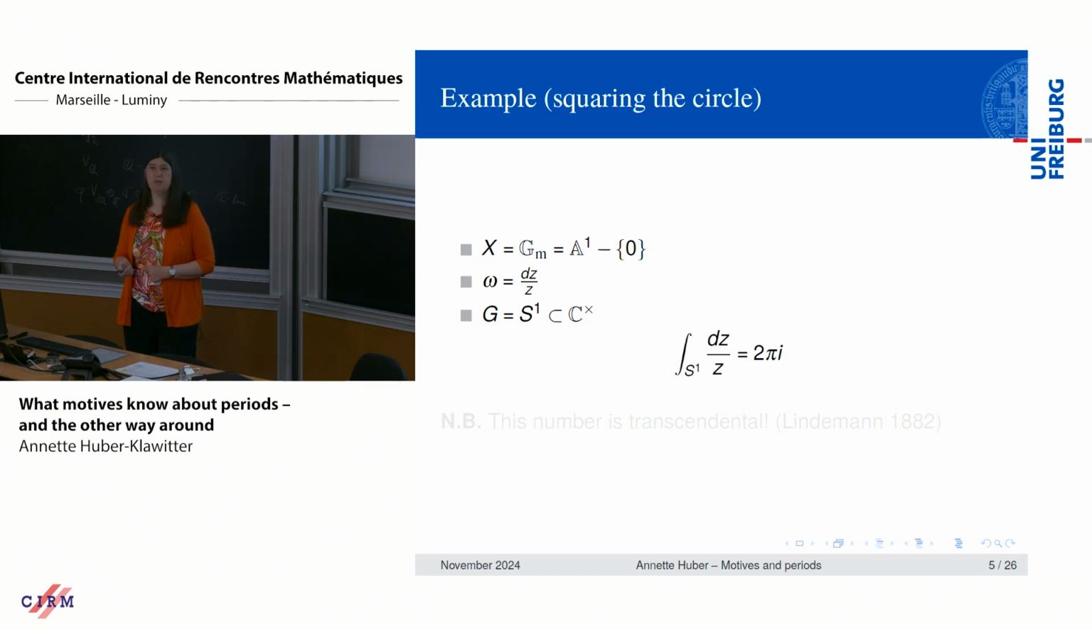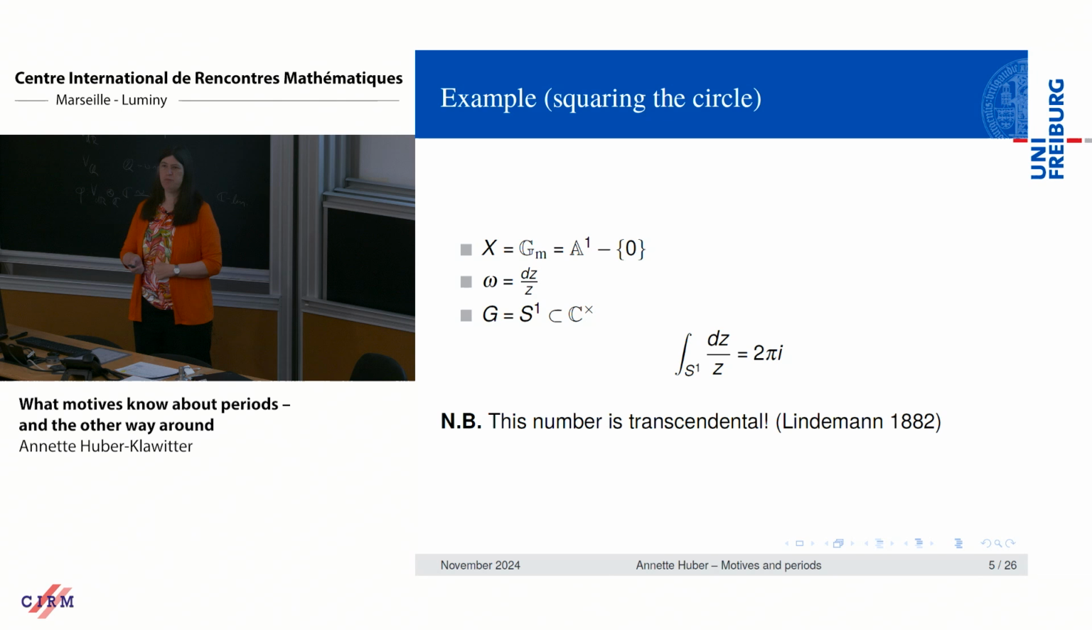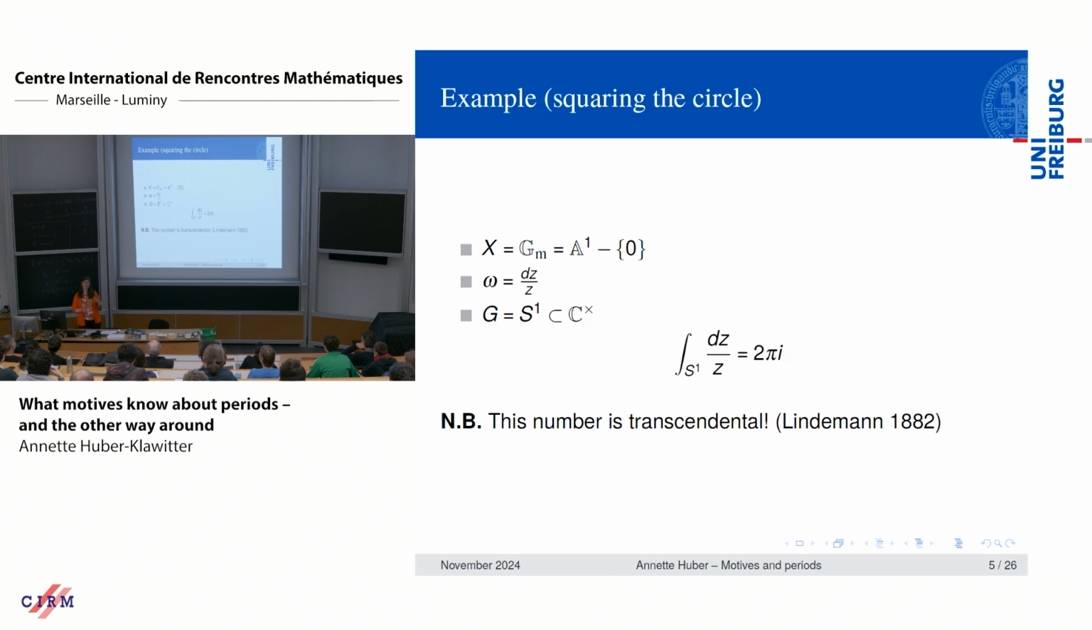Okay, so 2 pi i is a period number. Yeah, that's what you learned from this computation. And then you probably know that this number is transcendental. This was proved by Lindemann in 1882 in Freiburg. Actually, I didn't realize this, but Freiburg is very closely tied to the history of transcendence.